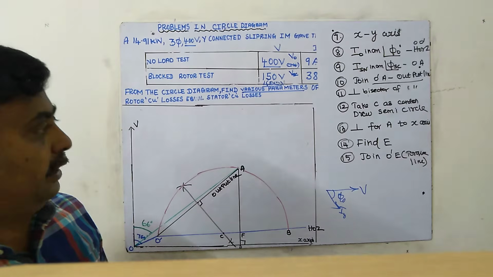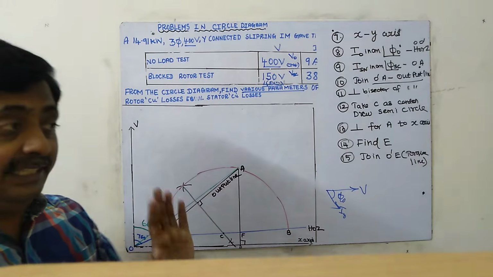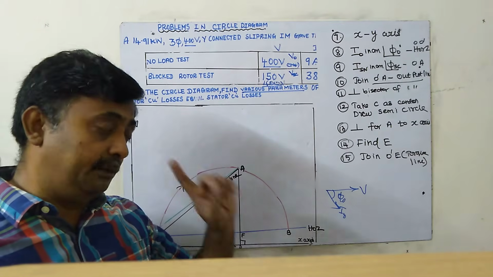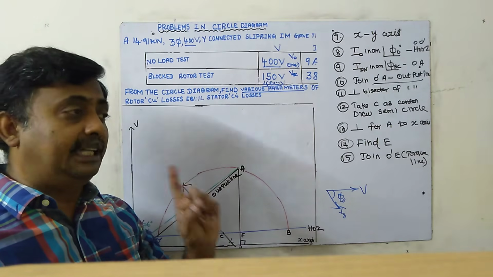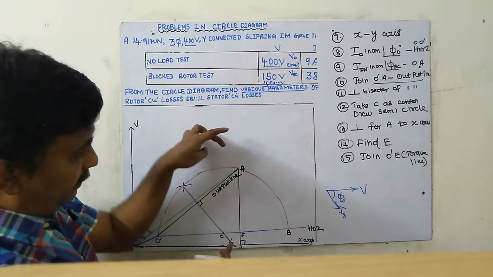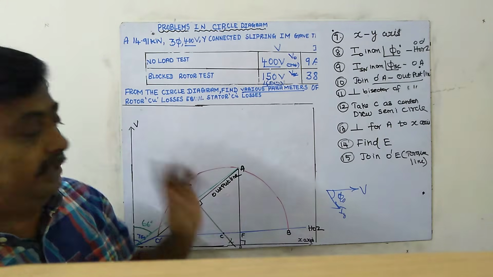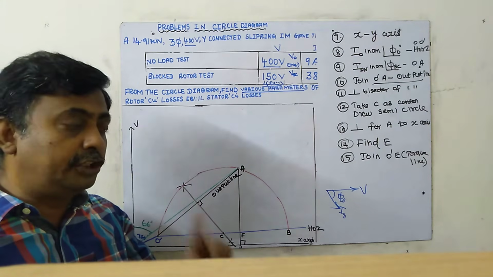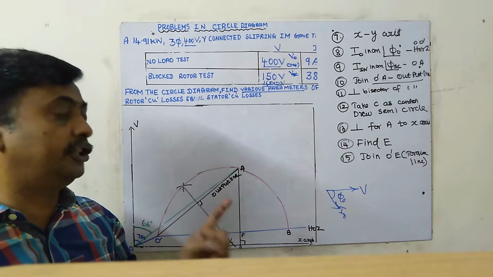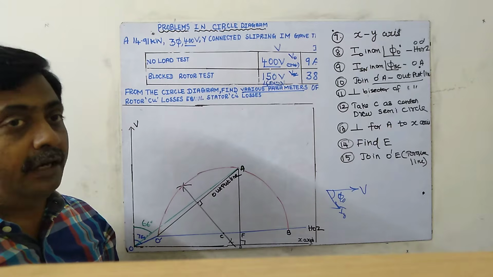Don't change the notation. Okay, find E. How to find E? It depends upon the motor. In the procedure I told, for a slip ring induction motor, AE by EF will be the key. AD represents WSN, the short circuit power at normal voltage.